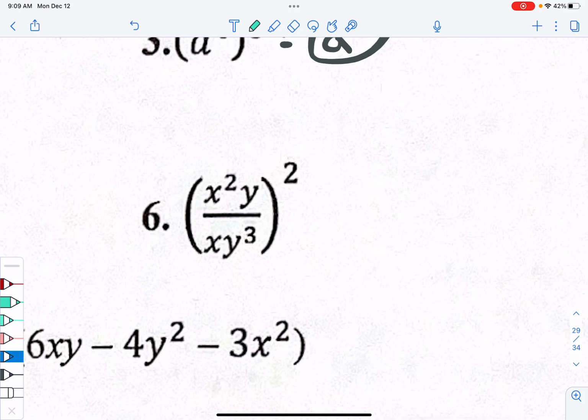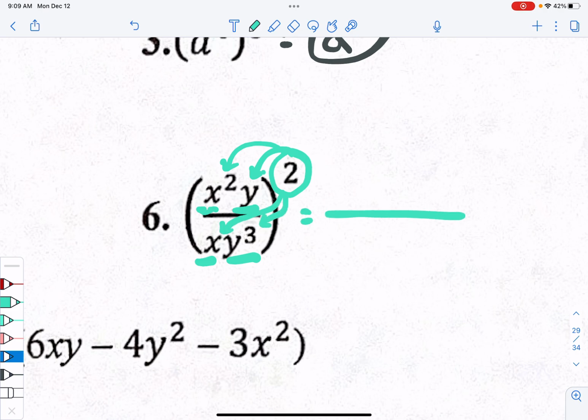Okay, number 6. I'm going through these kind of fast, so if you need to pause, please do. Okay, all right, we're squaring this guy. And when we square, we have to square every single thing that's inside of here. There's 4 pieces. 1, 2, 3, 4. Okay, we even square the bottom stuff. So I'm squaring, squaring, squaring, squaring, all right? So let's write out what we get when we square.